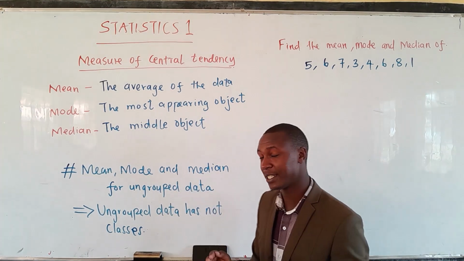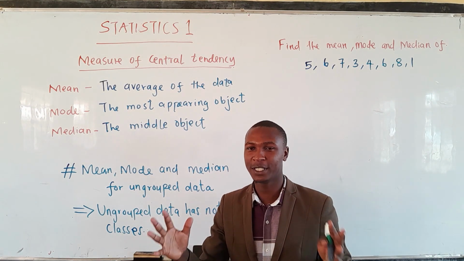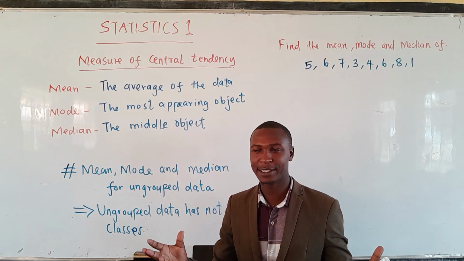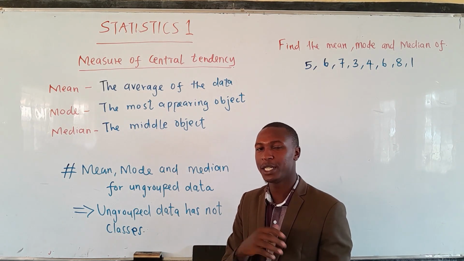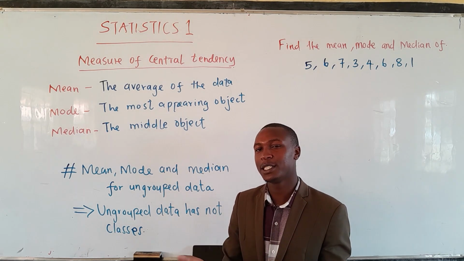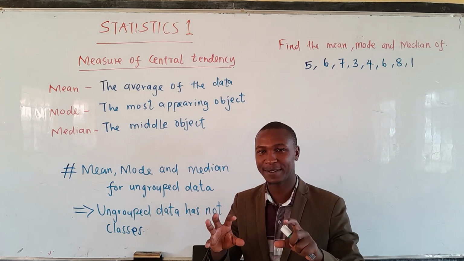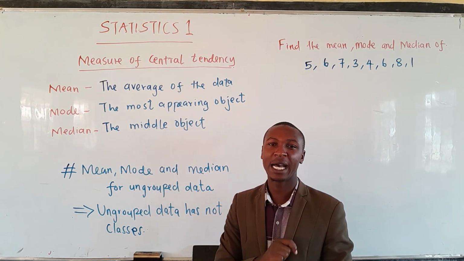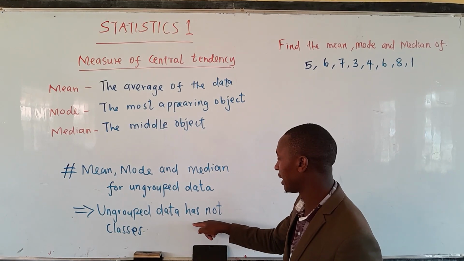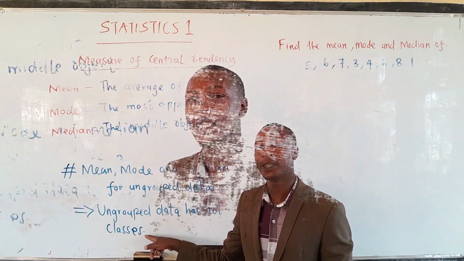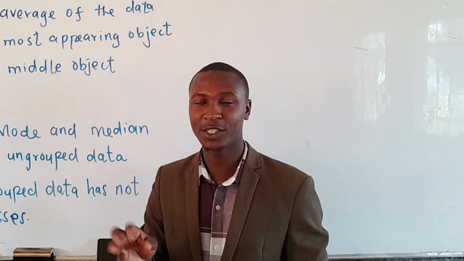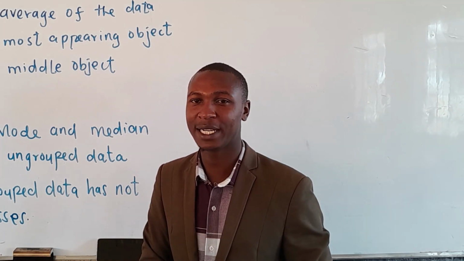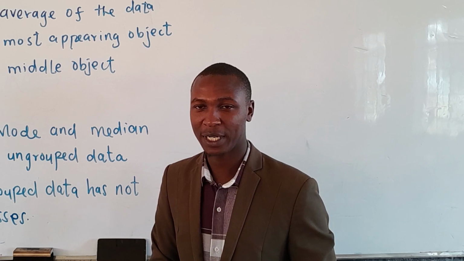Now, let's talk about the mean, mode, and median for ungrouped data. What is ungrouped data? If you have a small set of data which you can simply analyze, for example, you have 10 objects that you want to find the mean, median, and mode. That data, since it is too small to classify it into groups, then we call it ungrouped data. So ungrouped data has no classes, therefore. So a data that has no classes, you don't need a lot of classes or so many formulae to calculate it, then we're going to classify it as ungrouped data.